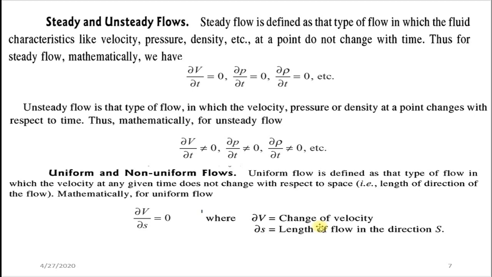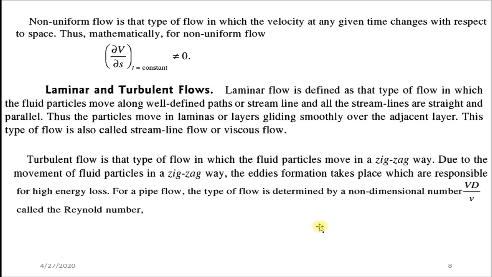Now coming to non-uniform flow. Non-uniform flow is that type of flow in which the velocity at any given time changes with respect to space. Mathematically we can write dou V by dou S is not equal to 0. That means velocity with respect to space is changing, that is why this value is not equal to 0.